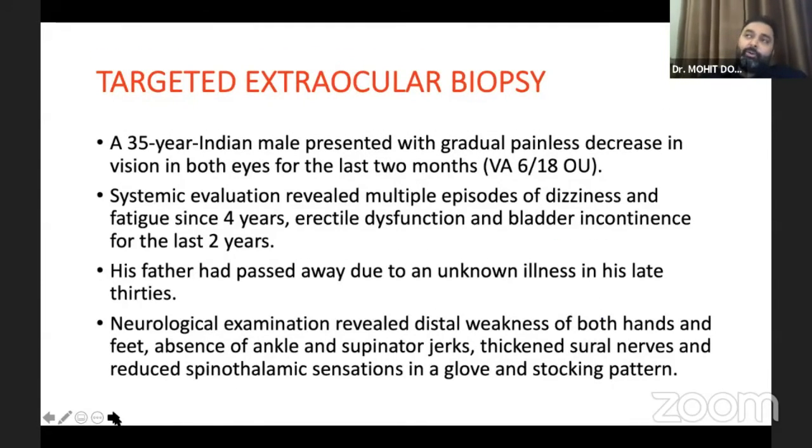Just another case. This is a 35-year-old male who presented with gradual painless decrease in vision in both eyes for the past 2 months. He had a family history in that his father mysteriously had died of some illness in his 30s. He gave history of multiple episodes of dizziness and fatigue, had erectile dysfunction, bladder issues. When he came to us, he was on the wheelchair at times, had multiple neurological issues with thickened sural nerves, and this is what he had on clinical exam.